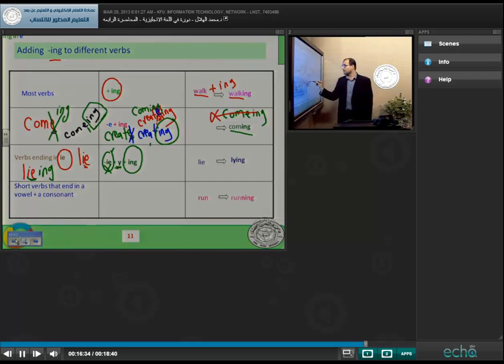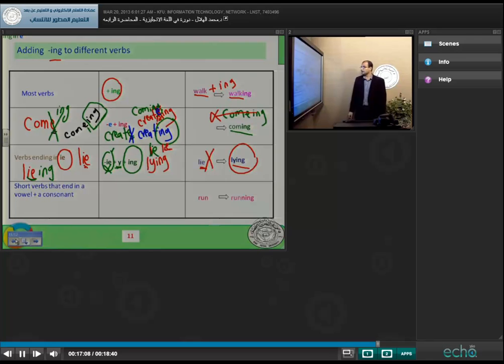So for a verb like lie, to put it in the progressive tense, you say lying. What we have done is that we have deleted the IE, which the verb lie ends with, and replaced it by Y, then we added the ing. This is the final form of the verb. So the verb ends in IE, you cross them out, then you add ing. So let's repeat this again.